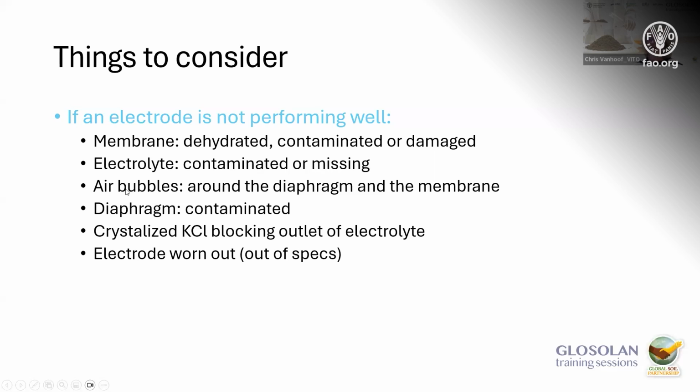Also, you have to avoid air bubbles in the region of your diaphragm and on your membrane, so at the bottom of your electrode. You have to avoid that your diaphragm is contaminated, maybe by soil particles and so on, so you have to take care of that. And also avoid a potassium chloride blockage at the outlet of your electrode. But by using a proper, robust electrode, you can avoid this also. And of course, at a certain moment, your pH electrode is out of specs, and then you have to remove it and replace it by another one.